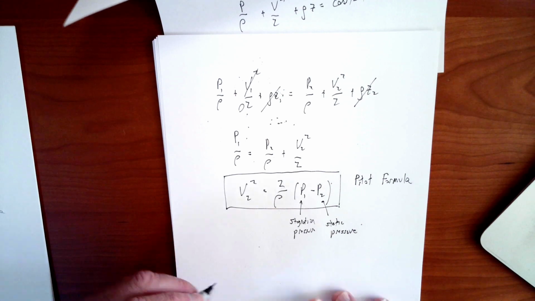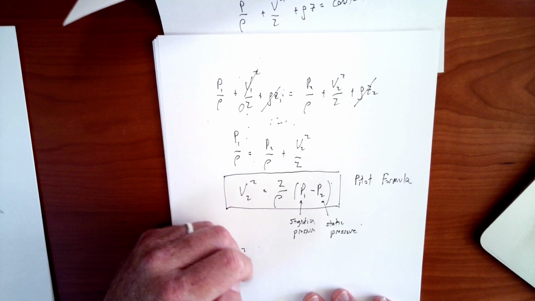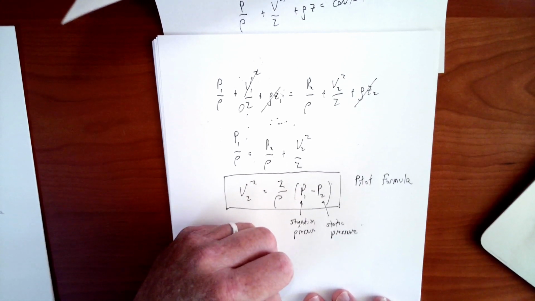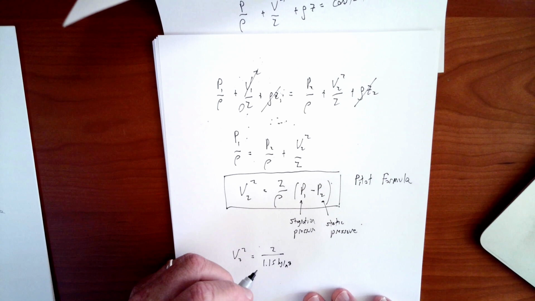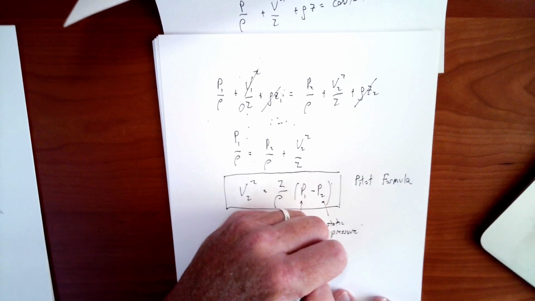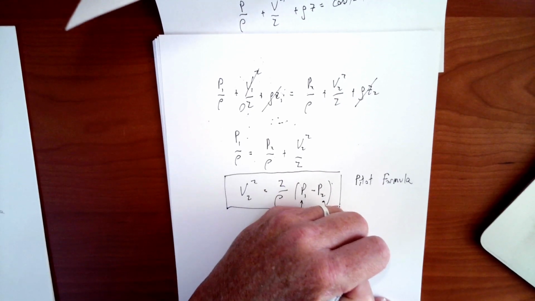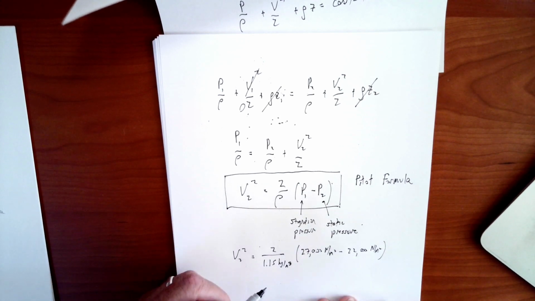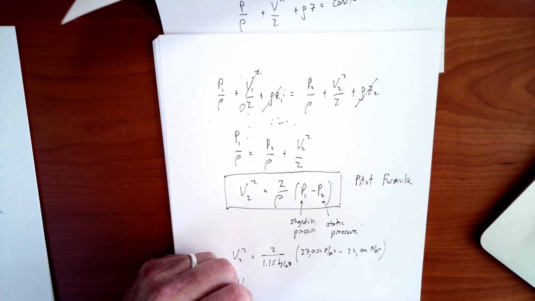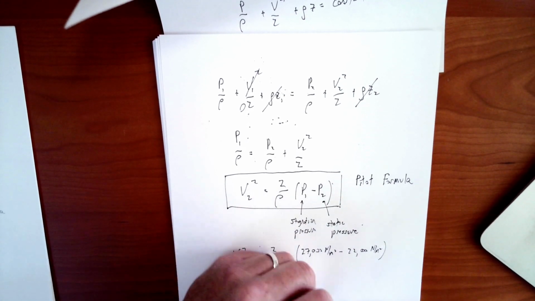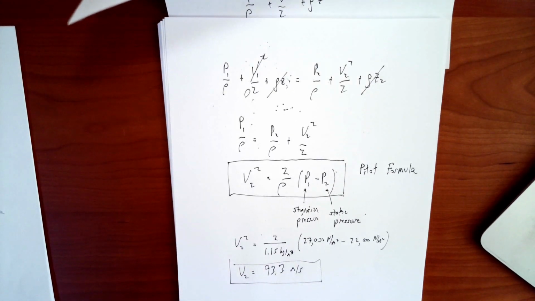Now we're going to go ahead and just do the math here. V2 squared, therefore, equals 2 over 1.15 kilograms per meter cubed in this case. Obviously, that's the density of air, so that could change depending on your fluid and your situation. Times 27,000 newtons per meter squared minus 22,000 newtons per meter squared. Those were our pressures that we measured on the gauges, so you read those off the gauges. And if you do all that, you get V2 is equal to 93.3 meters per second. So that's the answer. The air is traveling at 93.3 meters per second.